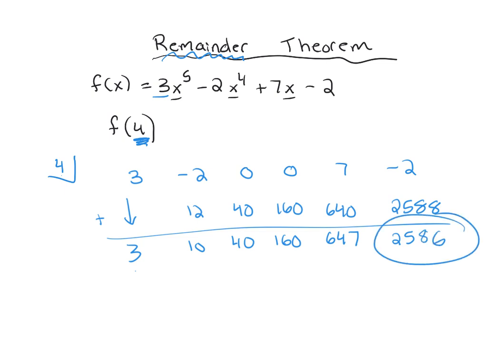And then add negative 2 and you'll have 2,586. Your remainder is the answer to this. If you plugged in 4 for x, you will get 2,586.